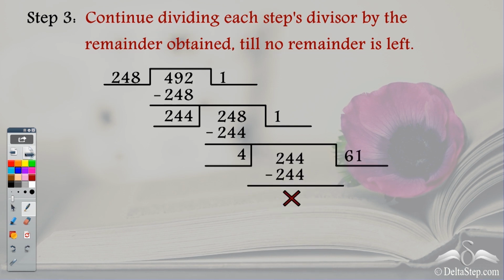So this is what I have. 4 divides 244. 4 into 61 is 244. 61 is the quotient. And what is the remainder? There is no remainder.